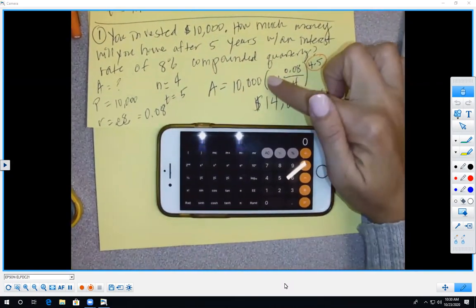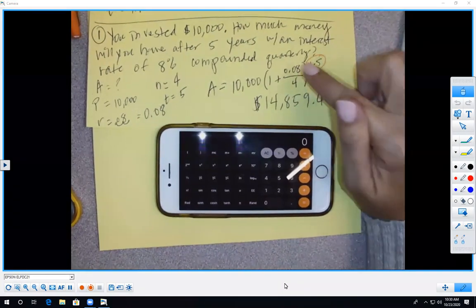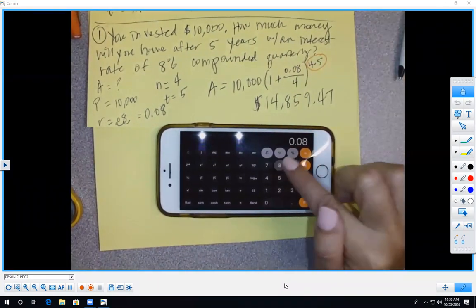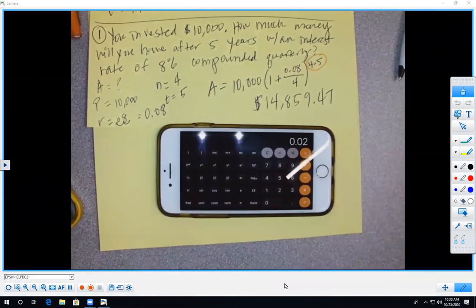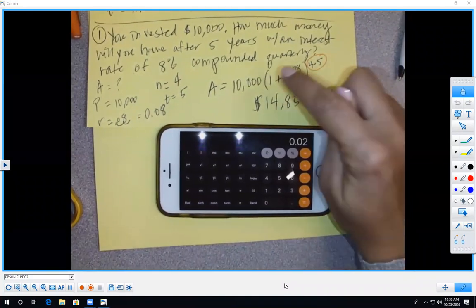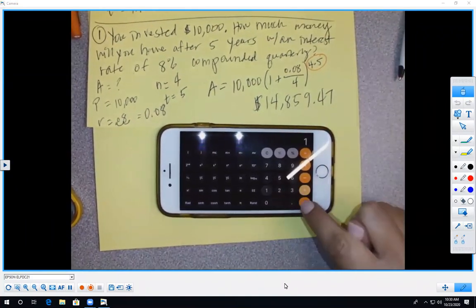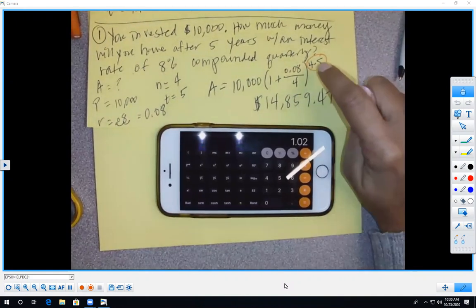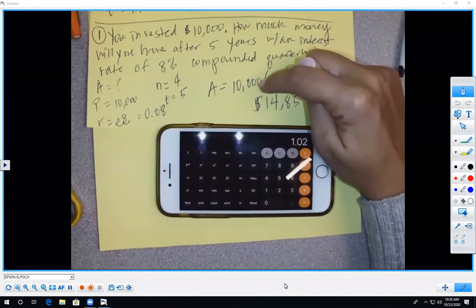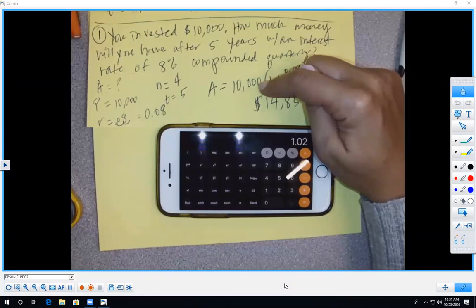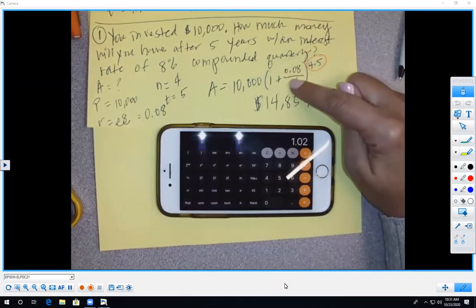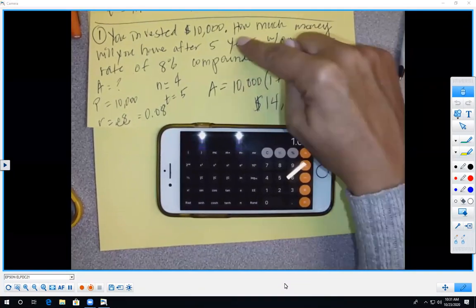And you have to do what's inside the parentheses first. So you start off by dividing 0.08 divided by 4. You get a decimal. You need to add 1 to that decimal. So add 1 to it. The next thing you do is you raise it to the power before you multiply, because of order of operations: we do what's in parentheses first, and then we do exponents, and then we do multiplication.